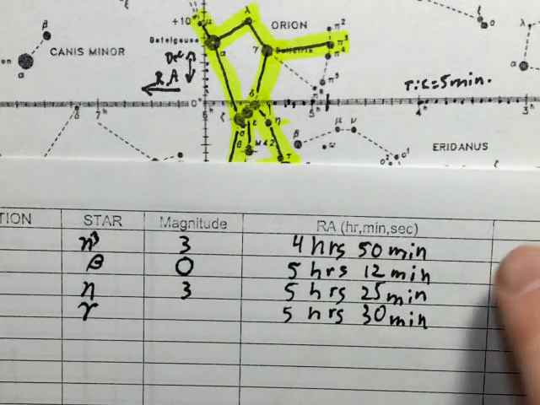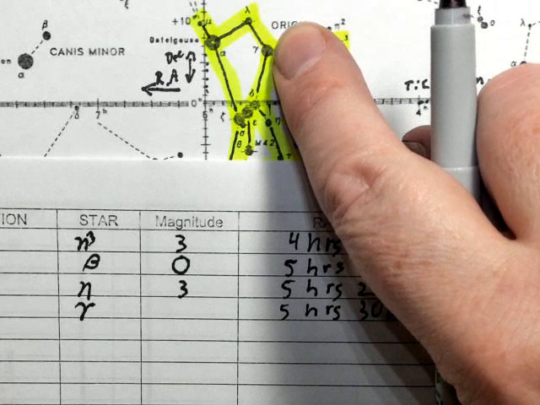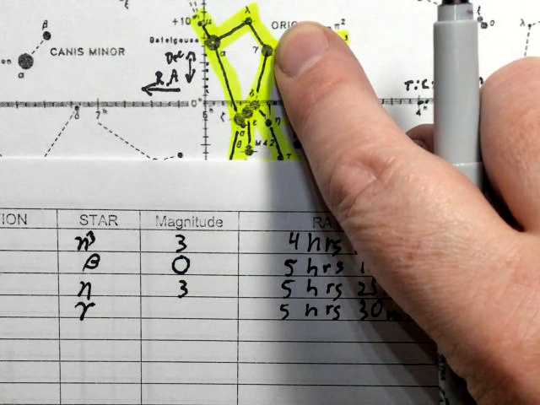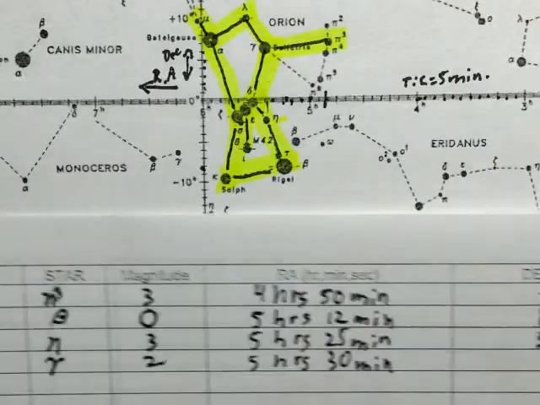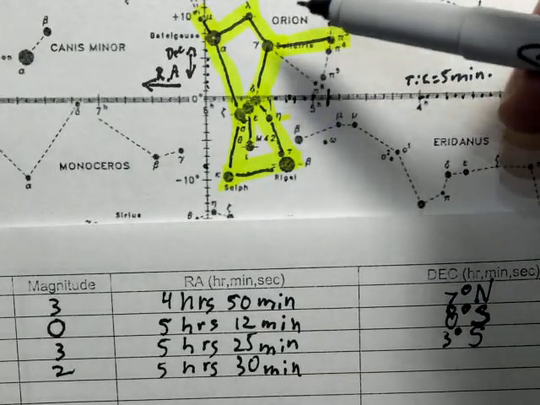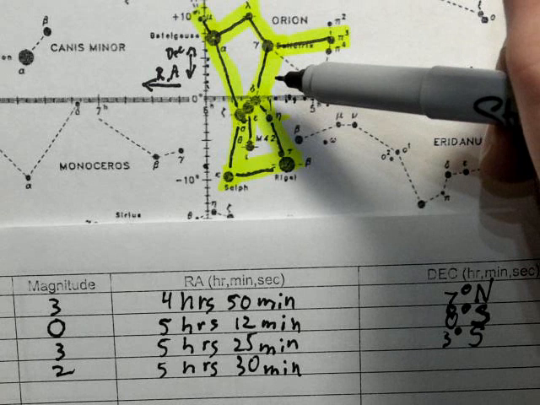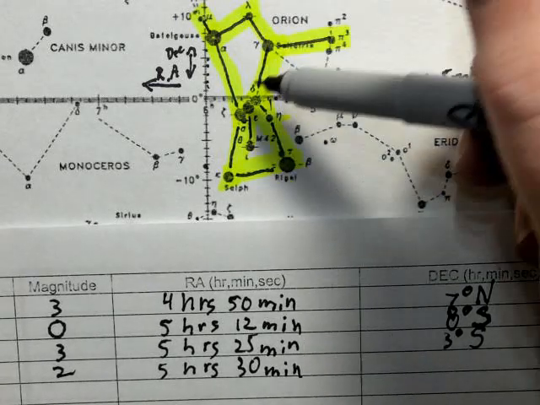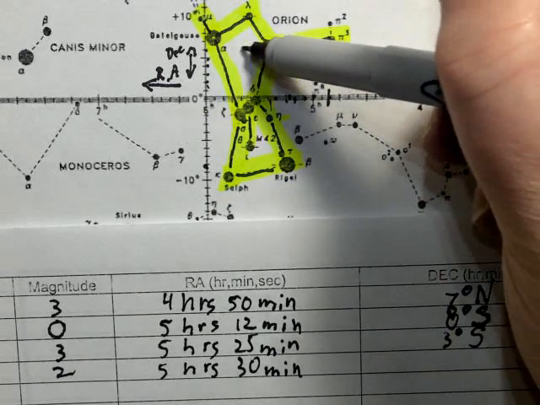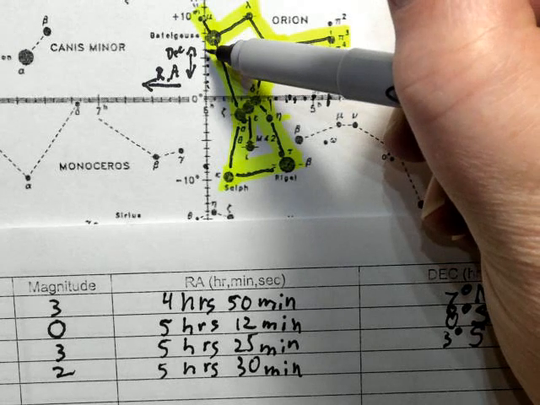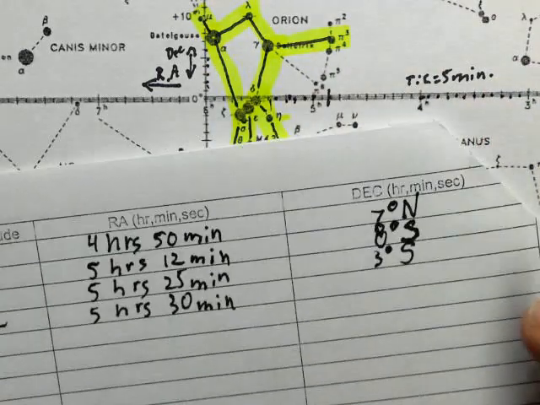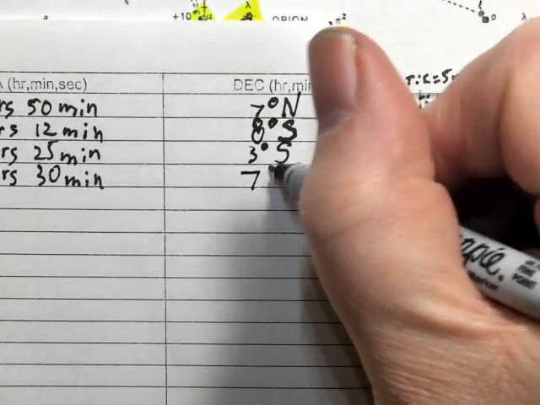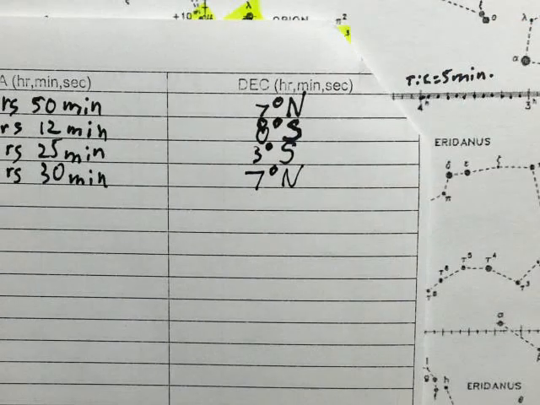I forgot to do the size of it. It's pretty good. I'd call that probably a 2. And its declination, how far it is from the equator, it's right about there, which is 1, 2, 3, 4, 5, 6, 7. That's about 7 degrees north.